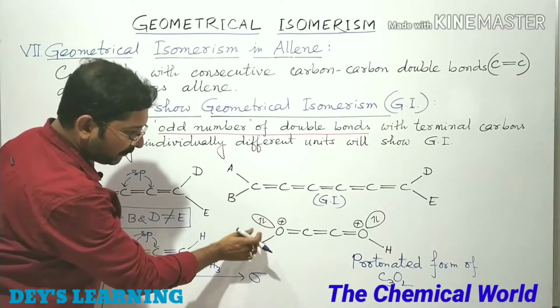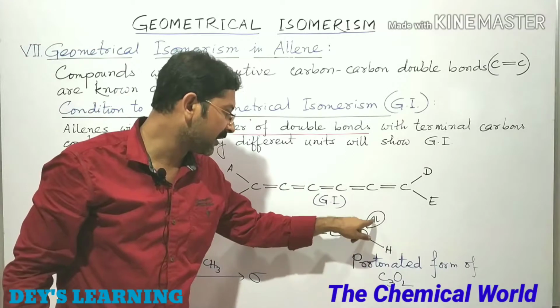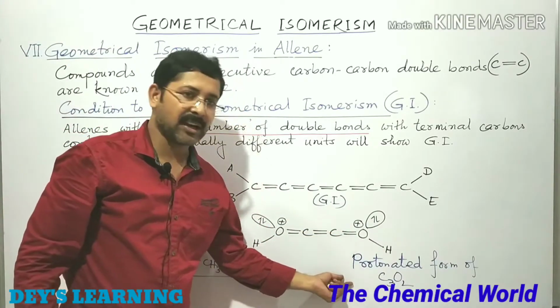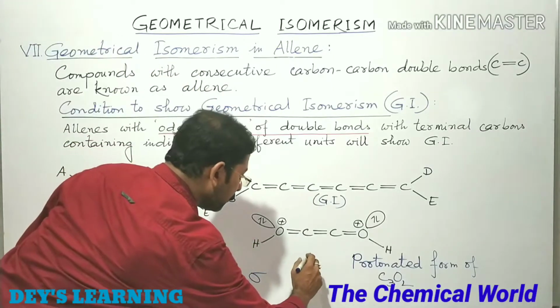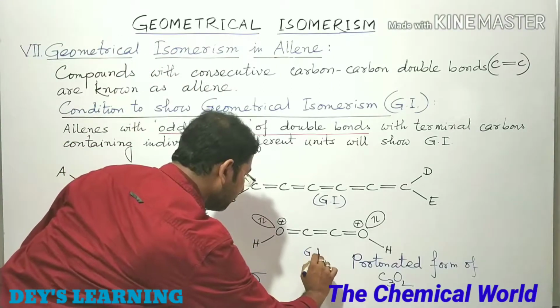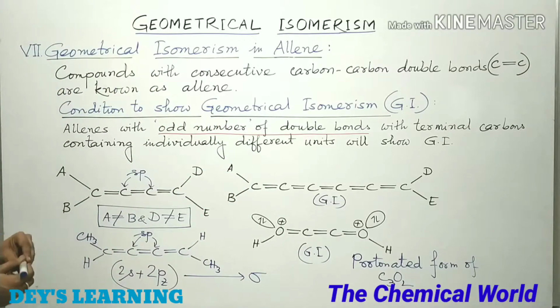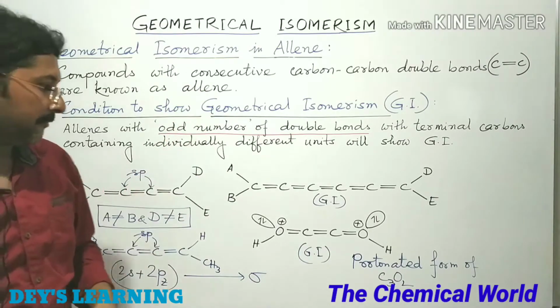oxygen contains 2 different groups. One is lone pair, one is hydrogen, and here oxygen contains hydrogen and lone pair. So this molecule will show geometrical isomerism. The protonated form of C3O2 will show geometrical isomerism. Okay, this is all about geometrical isomerism involving allenes.